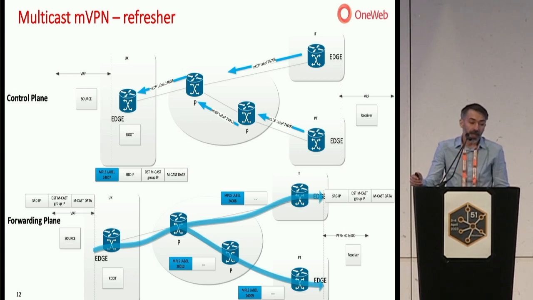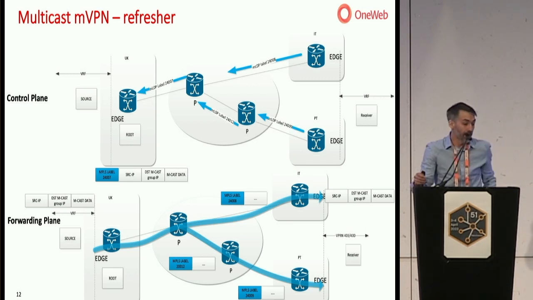So on the control plane, it goes from the receiver towards the root of the tree, which is the source, and it goes hop by hop, and then every router allocates a label, and there is a label merge at some point, if there is a case, and then the traffic starts flowing from the source towards the receiver using those labels.